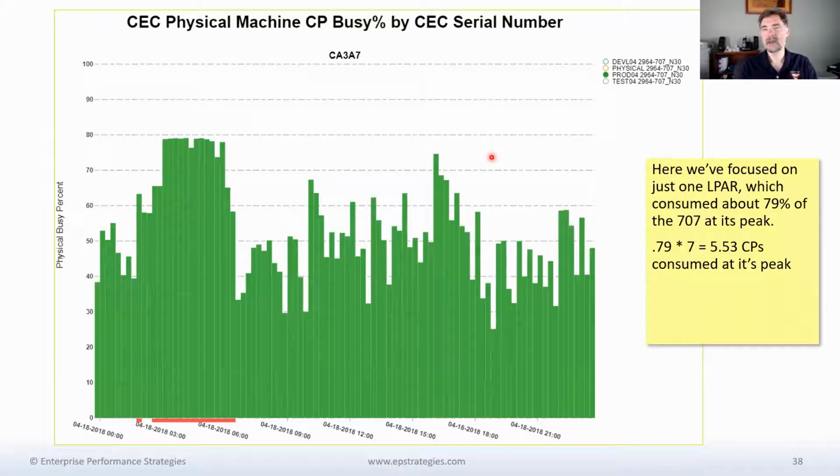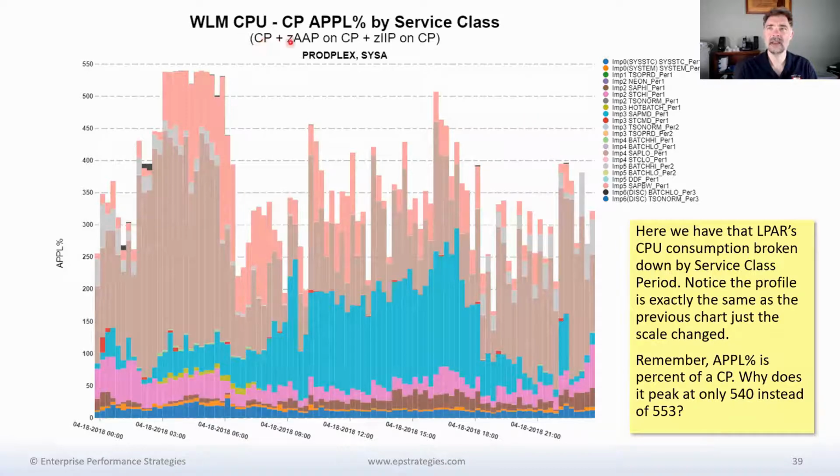Okay, so here we're focused on this one production LPAR. This one production LPAR consumes 79% of this 707. So this is a z13 707. So 79% of 7 CPs is 5.53 CPUs worth of capacity. Okay. Now, if we look at that on an APPL percent across the service classes, you may notice that this is peaking out here as something like 5.4 CPs. Remember, APPL percent is percent of an engine, okay?